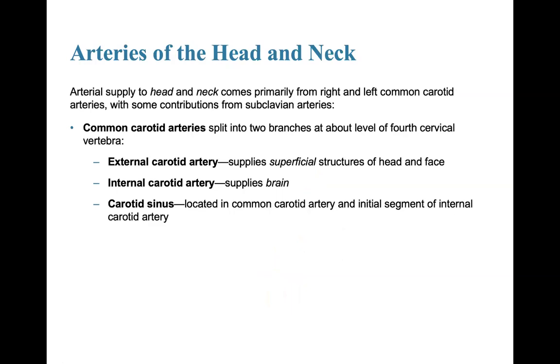So arteries that supply the head and neck: the common carotid arteries will split into two branches at about the level of the fourth cervical vertebra. You'll have the external carotid, which will supply the superficial structures of the head and face, the internal carotid, which will supply the brain, and the carotid sinus. This is located in the common carotid artery and the initial segment of the internal carotid artery. And the carotid sinus is where you'll find a lot of those receptors.